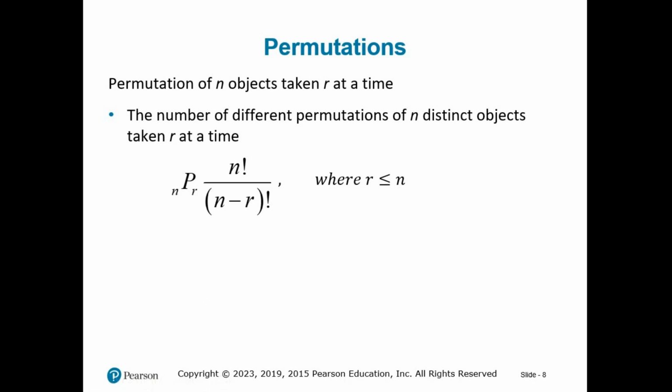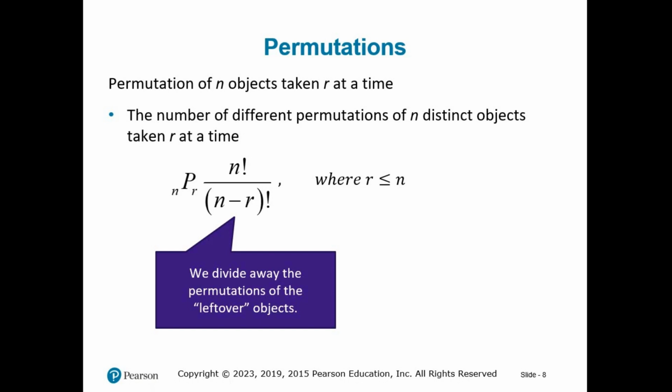So why do we do this division with n minus r? What we're trying to do here is divide away all the permutations of the leftover objects. Remember, this is the formula to use when there are more objects than spaces to fill. Well, this part of the formula takes care of those extra objects. So we're really doing factorial, but we're taking off all of the extra objects.